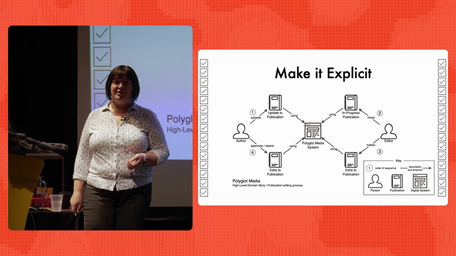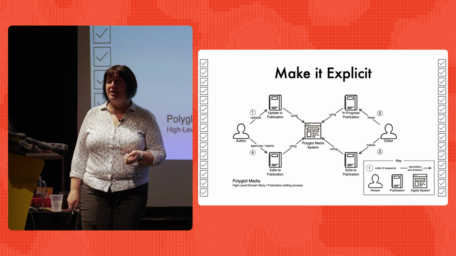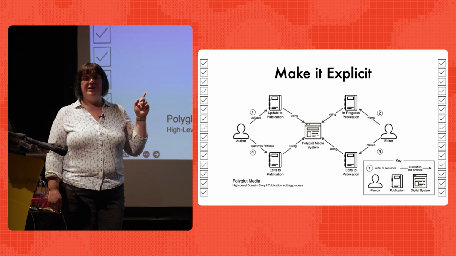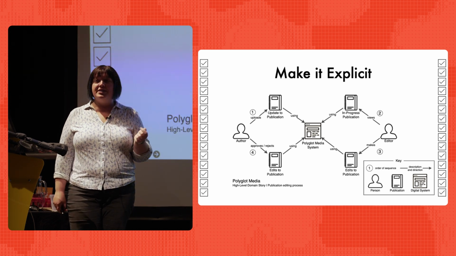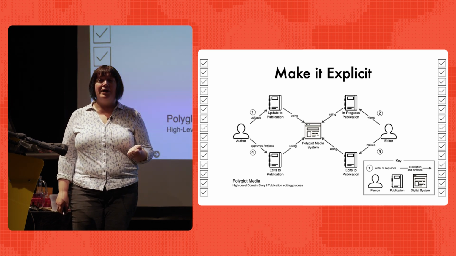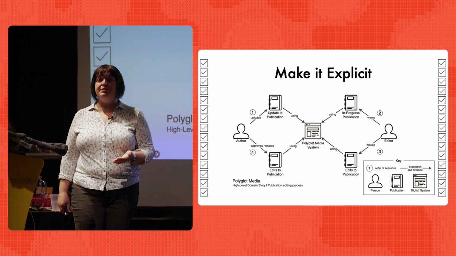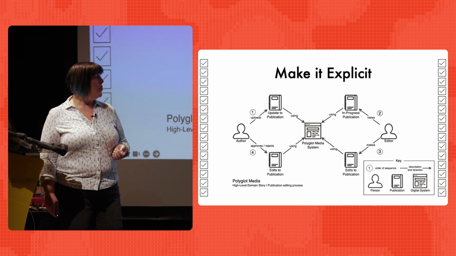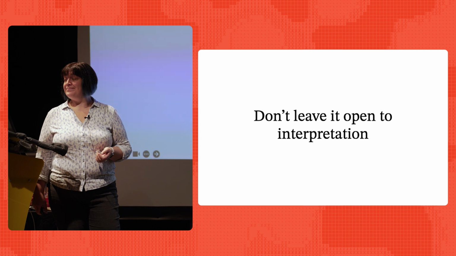People will see things differently. So include a key, tell people what things mean. These numbers, you might think, oh, it's all obvious that that's the order. But some people might think, oh, it's priority. You never know. So tell people what these things actually mean.